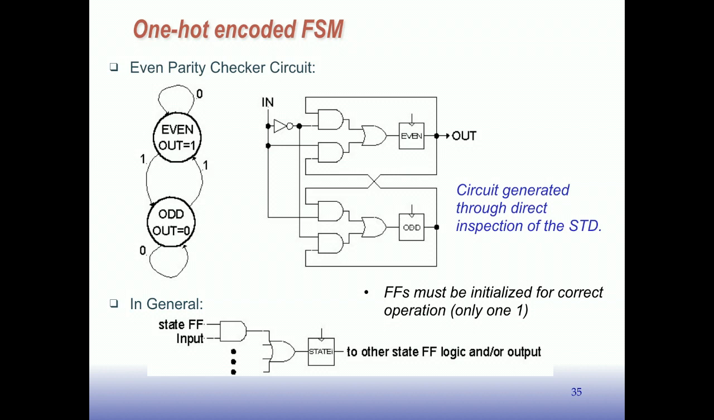So in general, implementing state machines in this one-hot encoded method looks like this. There's a big OR of some ANDs, right? And the OR is just the union of all the different possibilities. And each AND is, usually there's an input and then some state flip-flop here, ANDed together. That represents the arc from that other state into this state here, state sub i.